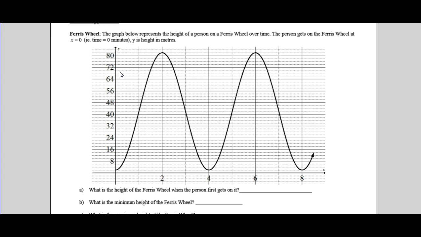Okay, Ferris wheel. The graph below represents the height of a person on a Ferris wheel. Everybody's been on a Ferris wheel, right? Or at least seen a Ferris wheel. Who's it named after? Ferris. Guy named Ferris. Exactly, yeah. George W. Ferris. First came out at the Chicago Exposition in the late 1800s in Chicago. I think this is actually the original Ferris wheel.